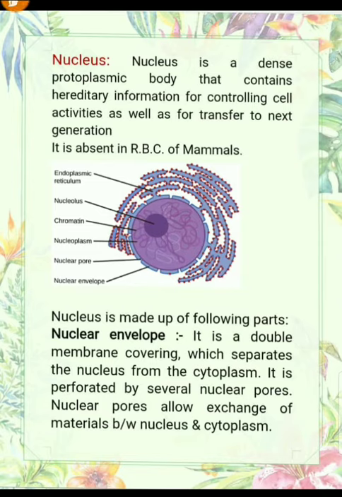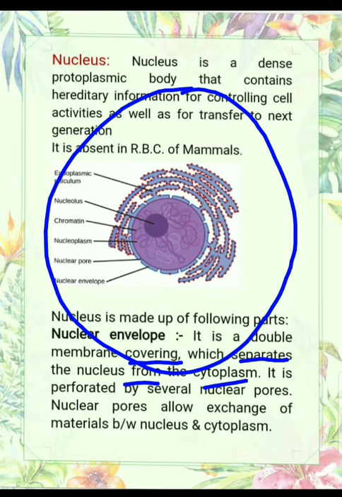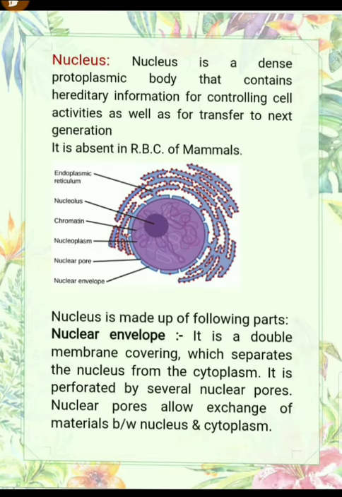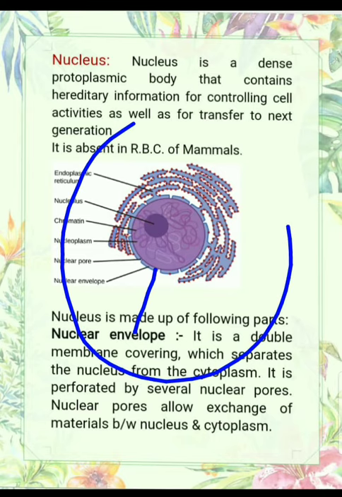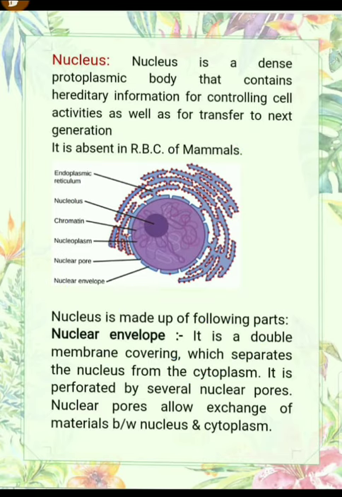So the nuclear envelope is a double membrane covering which separates the nucleus from the cytoplasm. Let us assume that this is the cell, and the central part is the nucleus. You can see that here is the membrane, this outer covering, this is the nuclear membrane. It separates the nucleus from the cytoplasm. So we can say that it is a double membrane covering which separates the nucleus from the cytoplasm.